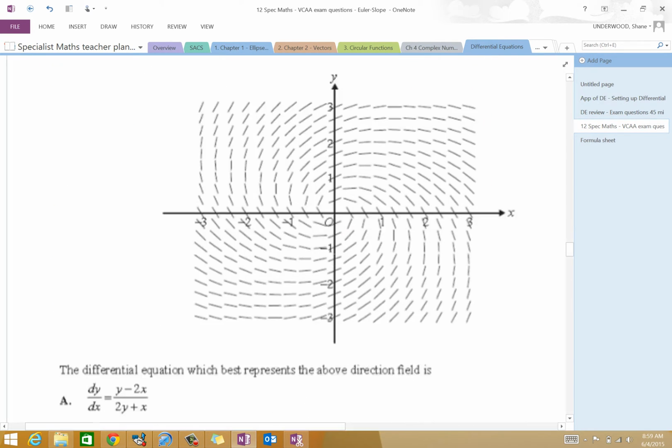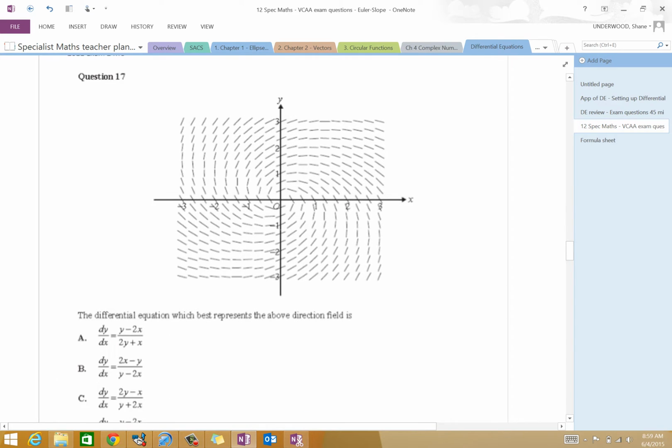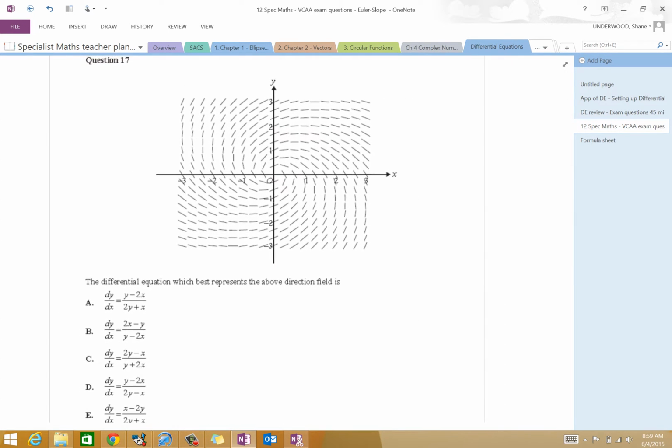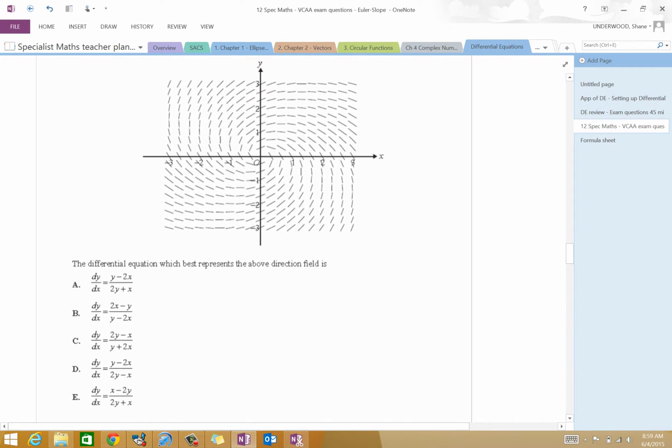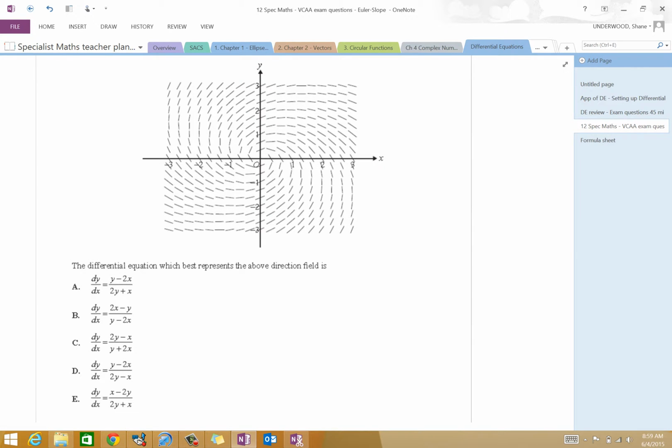All right, now let's do them. This differential equation is best represented by... Now, first of all, do they all have y's and x in them? Yes, they do, so there's no point there. If we looked at quadrants, it might be an idea. What do you notice about the gradient at x equals 0, though? It's constant.